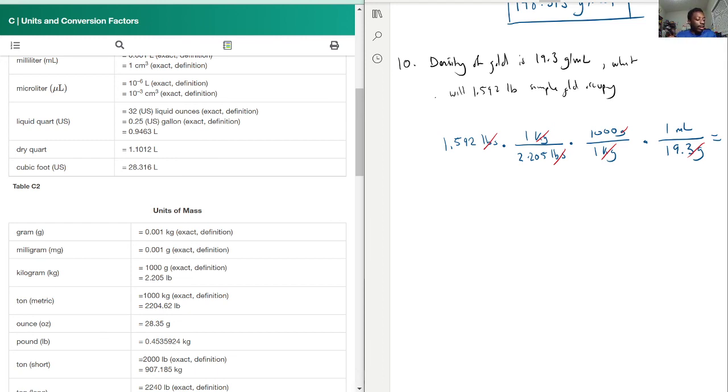Because 1.592 times 1,000 divided by 2.205 divided also by 19.3. Okay, and in total what we get is 37.41. I'm going to keep it there because I want to use 4 significant digits, considering we started the sample goal was 4 significant digits. So with that being said, we have 37.41 mils. So hopefully we did this correctly. Let's see here how we did.